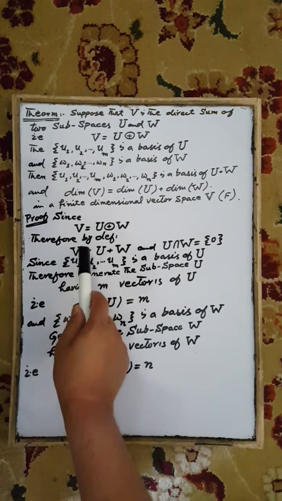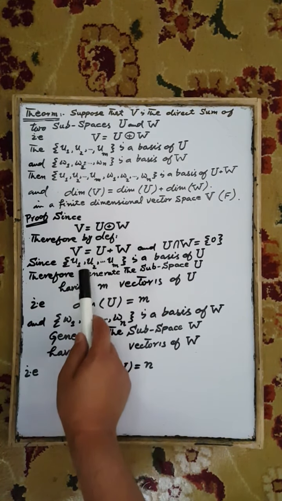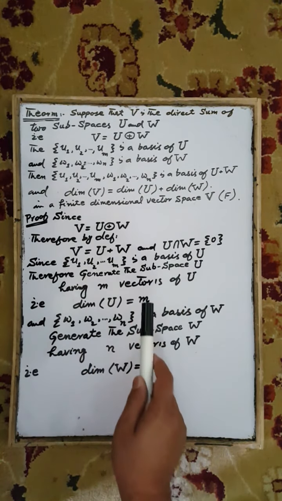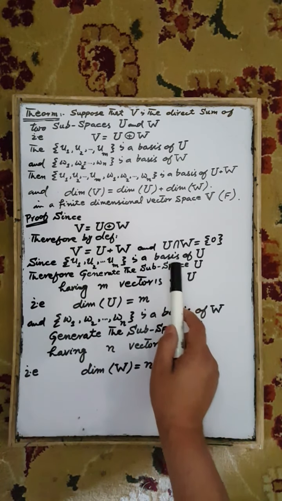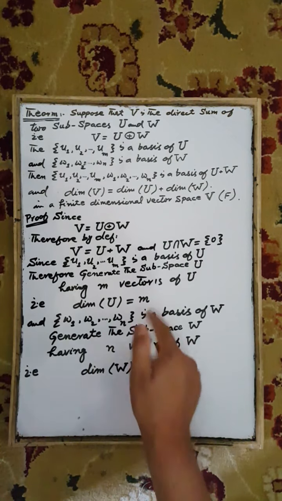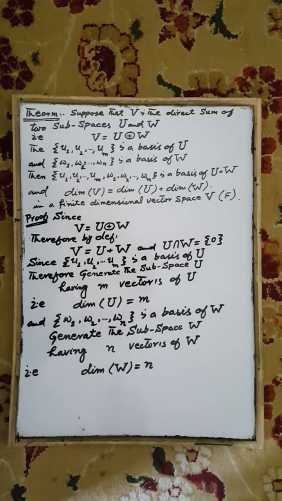Proof. Since V is the direct sum of the subspaces U and W, then by definition V is the sum of the subspaces U and W, and there is no element common in the vector spaces U and W other than the zero vector, that is, only the zero vector is common in the subspaces U and W.